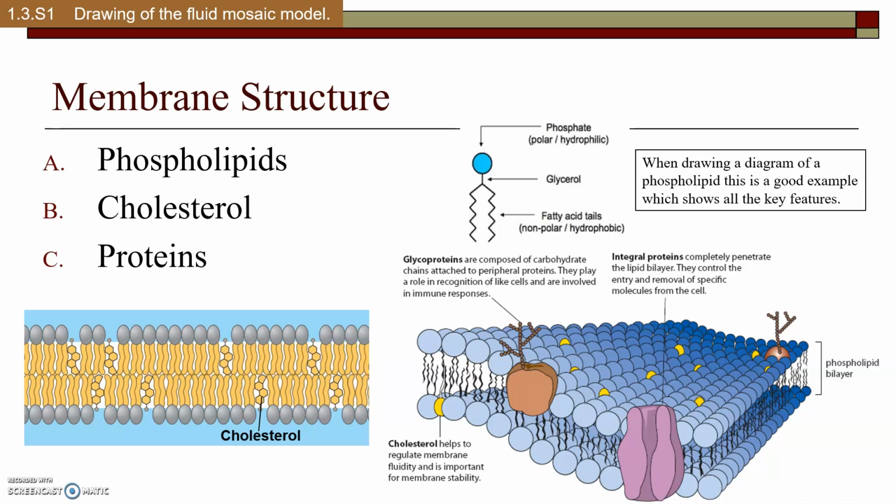And we'll take a look at some of the different types of proteins, but you can see on this picture the purple protein is what we call an integral protein because it completely penetrates through the bilayer. The brown protein there is what we would call a peripheral protein because it does not completely penetrate through the bilayer and would have a different function.